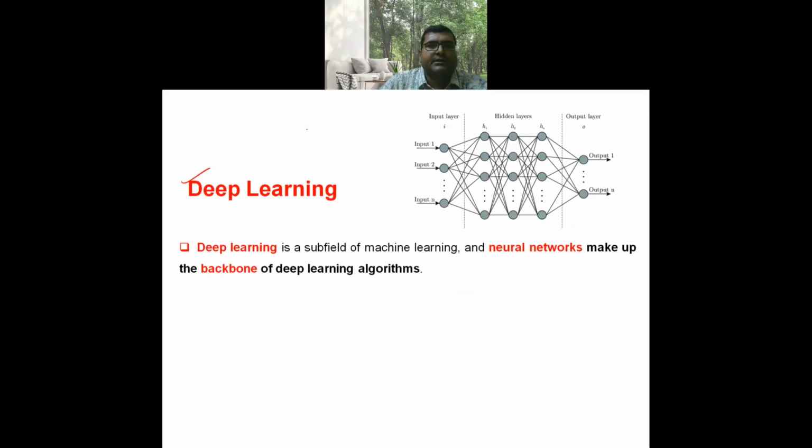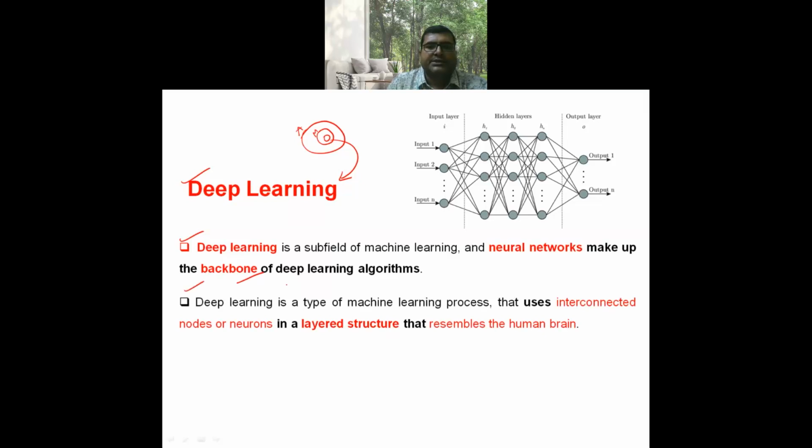As we know earlier, Artificial Intelligence, Machine Learning. Machine Learning is a subset of Artificial Intelligence, and Deep Learning is a subset of Machine Learning. Deep learning is a subfield of machine learning, and neural networks make up the backbone of deep learning algorithms. Deep learning is a type of machine learning process that uses interconnected neurons or nodes in a layered structure that resembles the human brain.